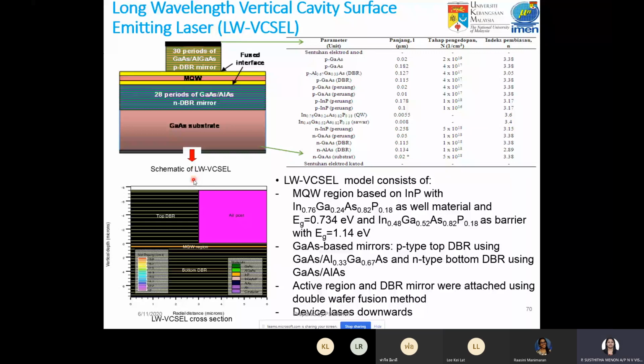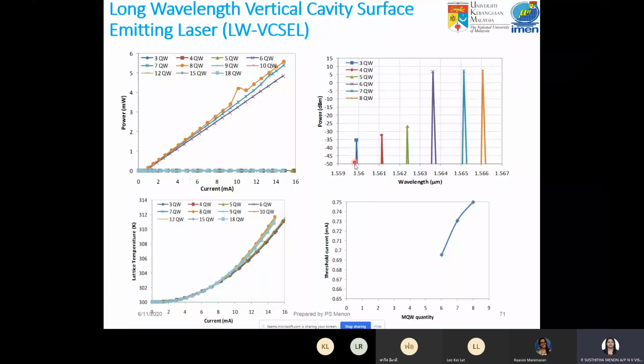This shows the lasing for different quantum well values. As we increase from 3 until 8 quantum wells, you can see that the power increases and the wavelength shifts as well. With an increasing number of quantum wells, the threshold current increases as well. This shows the lattice temperature versus the current.